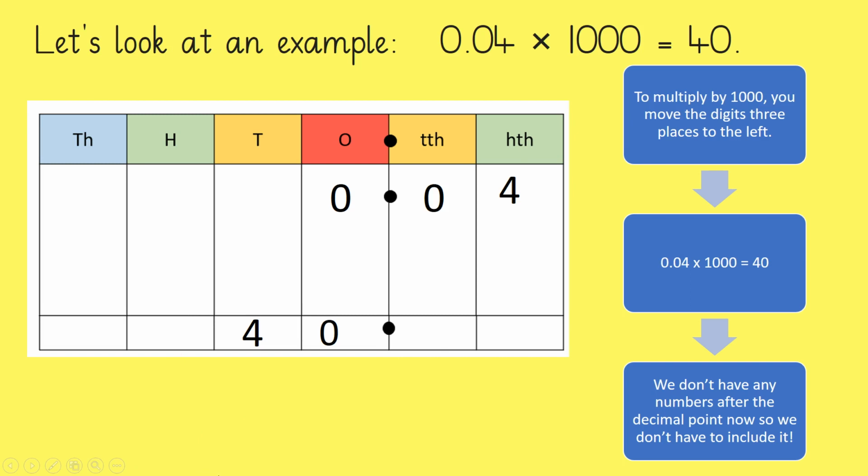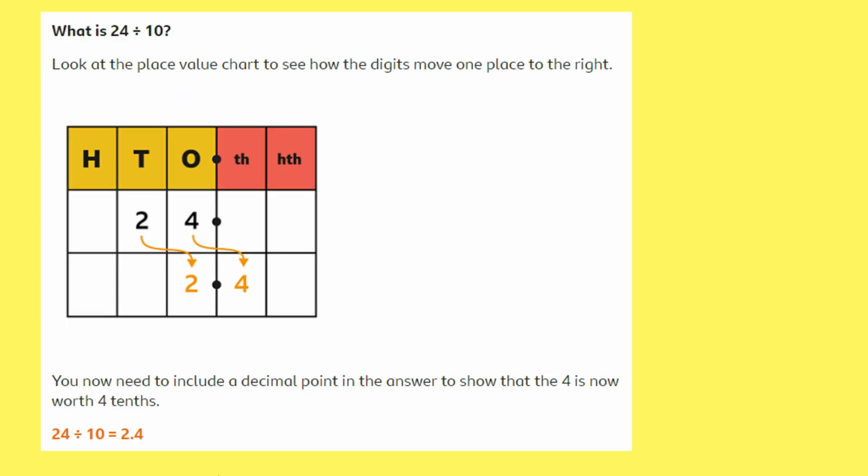Next example, 0.04 times by 1,000. So this time we're going to move the digits 3 places to the left. We don't have any numbers after the decimal point now, so we don't have to include it. So our answer would be 40.